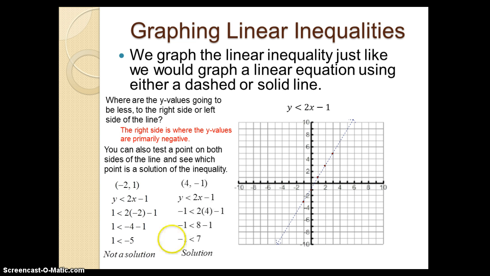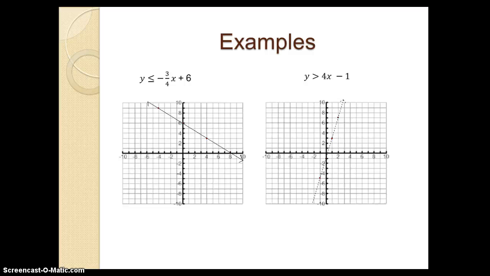Let's pick one on the other side of the line. 4, -1 would be down here, so it would be on the right side of the line. Plug in my x value of 4 and my y value of -1 and multiply and solve, and I get -1 is less than 7. Well, that is true, so that side is the solution. So we want to graph the side where the solutions are, or we want to shade where the solutions will be. Let's look at a few more examples.